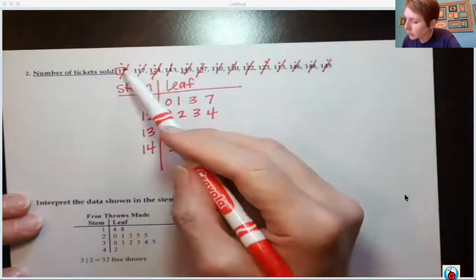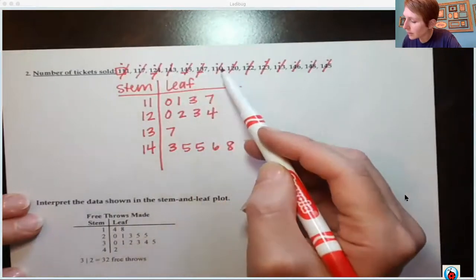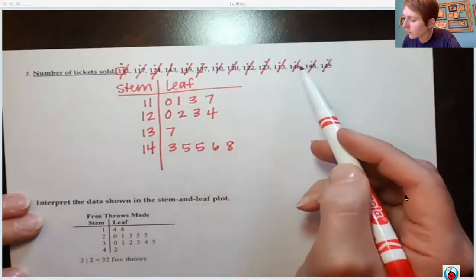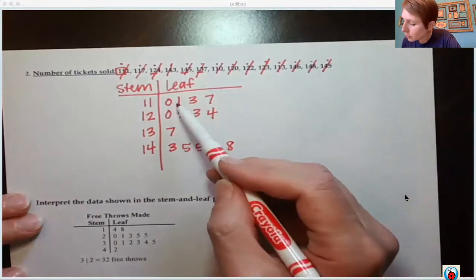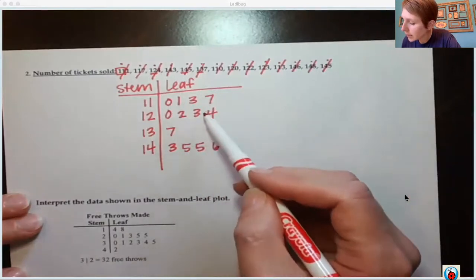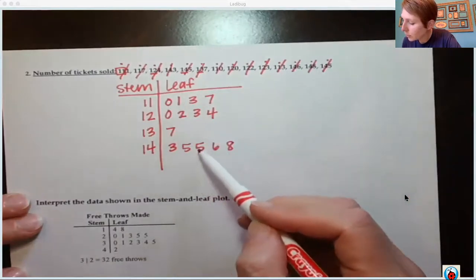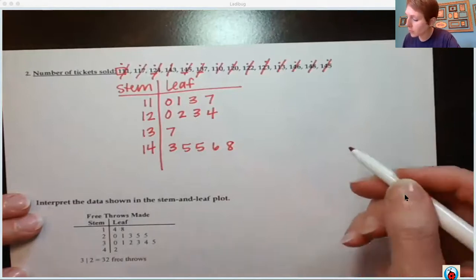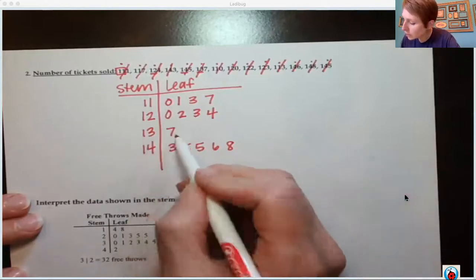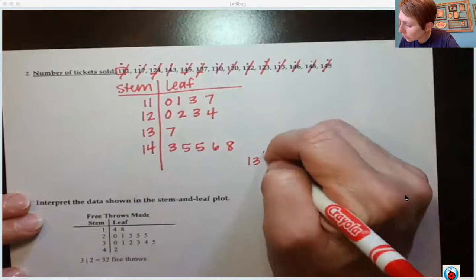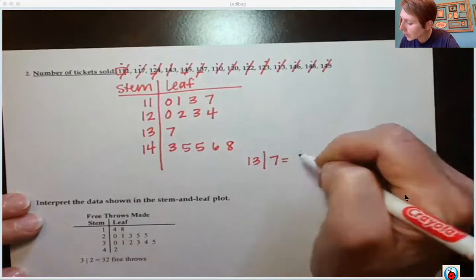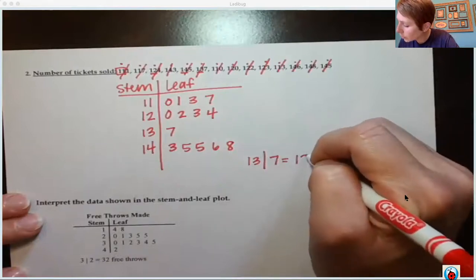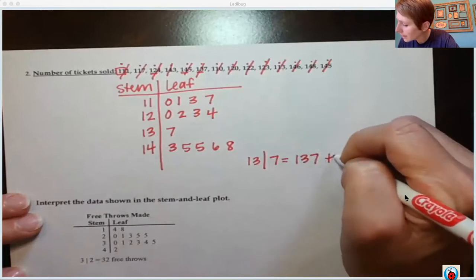Okay, let's count. 1, 2, 3, 4, 5, 6, 7, 8, 9, 10, 11, 12, 13, 14. I got everybody. Again, my reader's not going to understand these are 3-digit numbers unless I show them with a key. I'll just use these 3 digits right here. So I have my 13, long line with a 7, and I show my reader that that is 137 tickets.